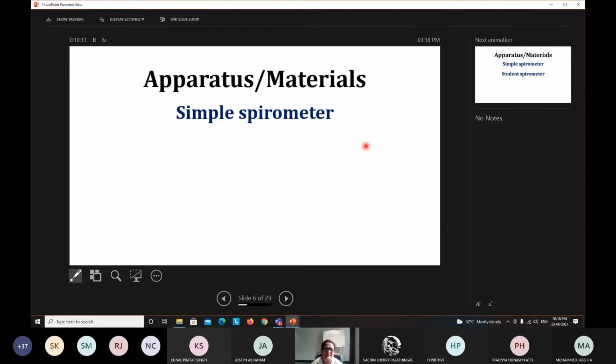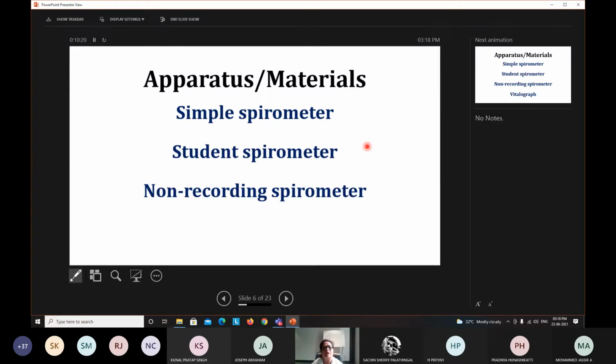Just note down the other names for the same instrument: student spirometer, non-recording spirometer, or vitalograph. All mean the same. These are all names given to the same instrument. This is the simplest and easiest method used in the laboratories, especially for teaching purposes. There are so many other advanced instruments which are used in hospitals and research units.